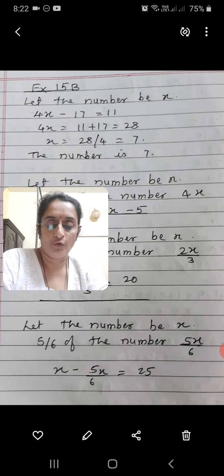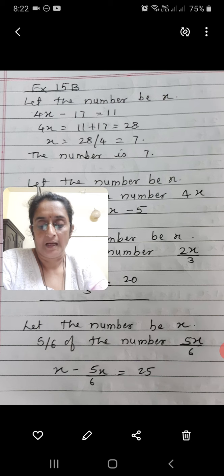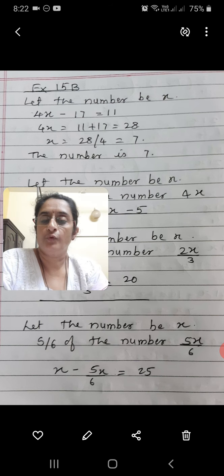17 less than 4 times a number is 11. Find the number. Now what is given? A number is given, and if you make it 4 times and subtract 17 from that, you will get 11. So we don't know the number. What is the first thing we have to do? We have to consider the number as x. So here I have written, let the number be x.